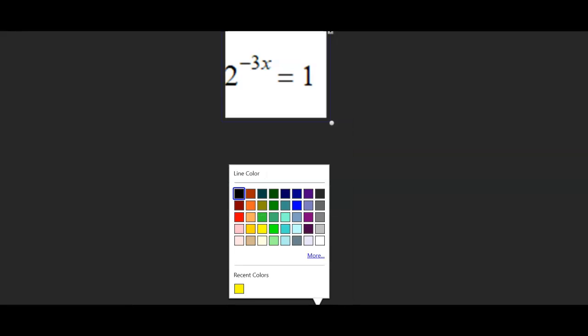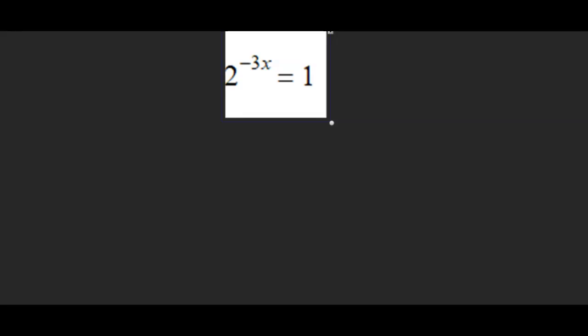Today we're going to build on what we learned yesterday about exponential equations. But before we do, I want to point out a couple of kind of odd looking cases that you might come across. So if you remember from yesterday, when you're solving an exponential equation, you want to make sure that you write both sides in the same base.